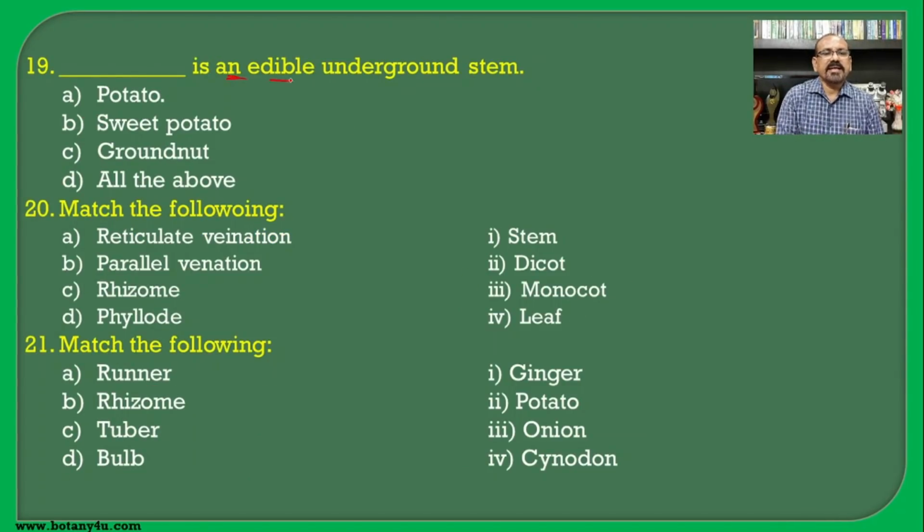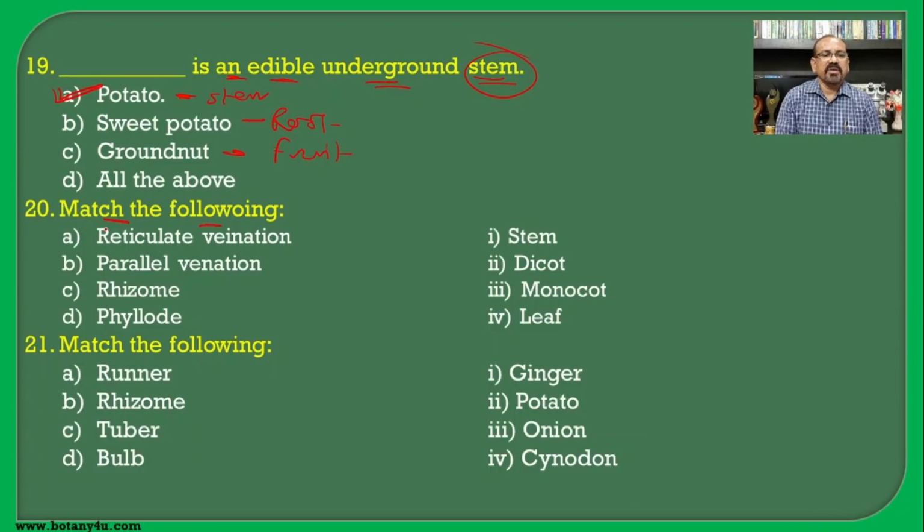Then is an edible underground stem. So the potato is a stem, sweet potato is a root, groundnut is a fruit, and the question is asked, that is the stem, and hence the correct answer becomes the potato.